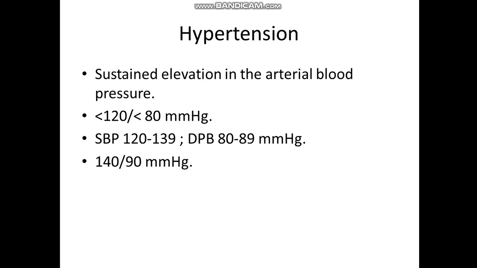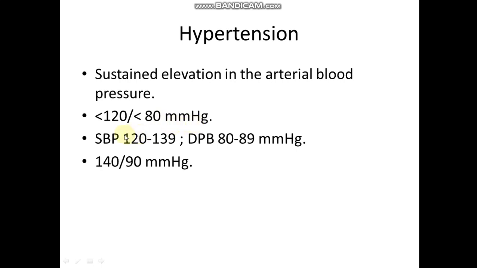By definition, hypertension means sustained elevation in the arterial blood pressure. There are two types of blood pressure, venous and arterial. Hypertension means sustained elevation in the arterial blood pressure. The normal blood pressure measurement should be less than 120, which is systolic blood pressure, over less than 80, which is diastolic blood pressure, millimeter Hg.